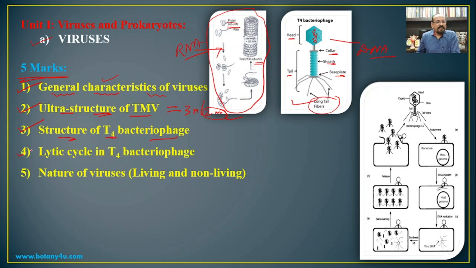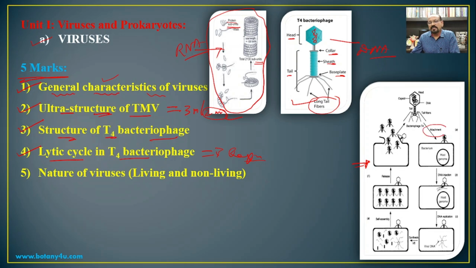Then the fourth type of question, that is the lytic cycle in T4 bacteriophage. In T4 bacteriophage, the type of reproduction, or we can say the multiplication of the viruses, is through the lytic cycle in the case of bacteriophages. So these are the complete stages of the bacteriophage which multiplies itself when it introduces its DNA in the bacterial cell.